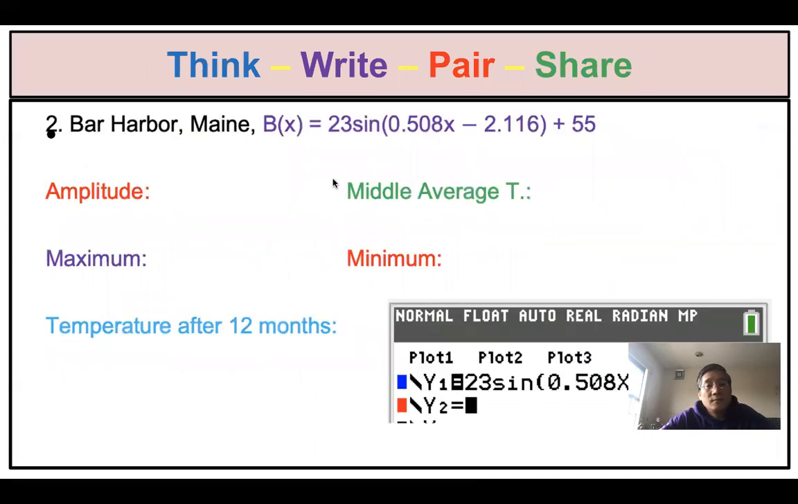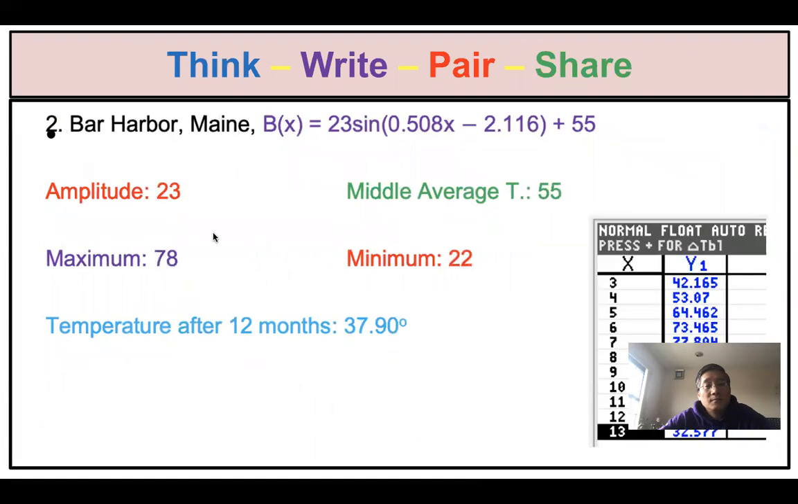And then you put it, it'll be like this. So the amplitude is 23. The middle temperature is 55. Why? The center line goes up by 55, right? So if you get the maximum, 23 plus 55, 78. And from the 55, if you subtract the 23, you go to the minimum, right? After 12 months, how do you get it? You put the 12 into the X, then you get 37.90 from this equation.